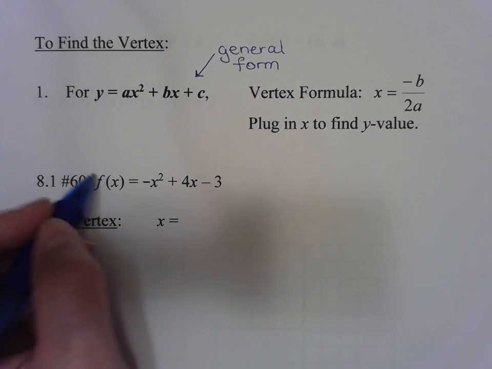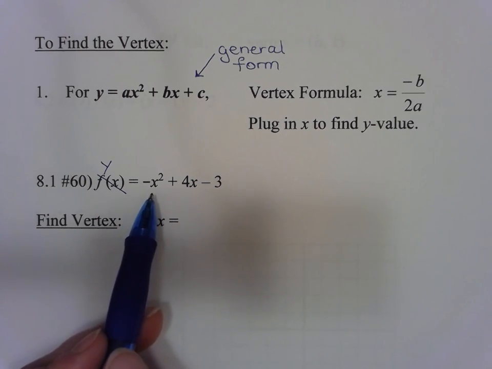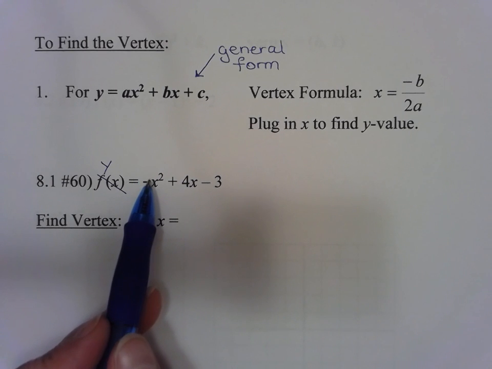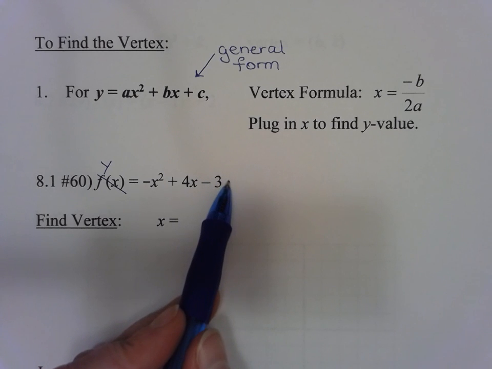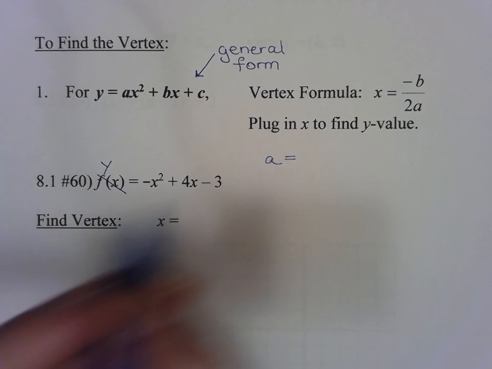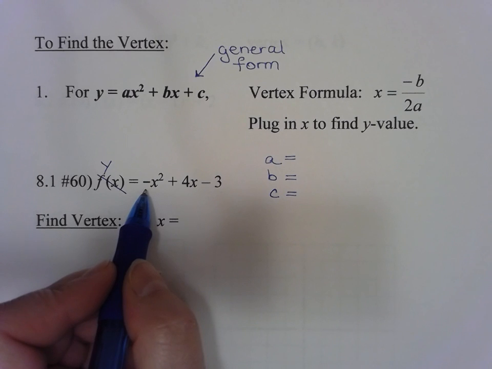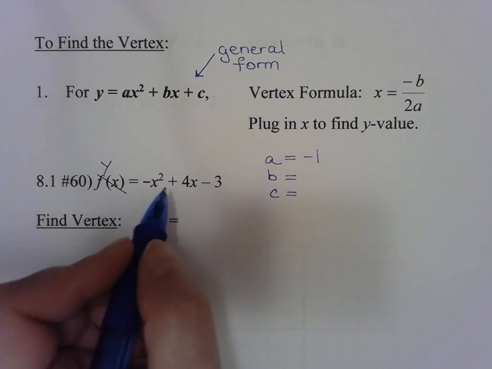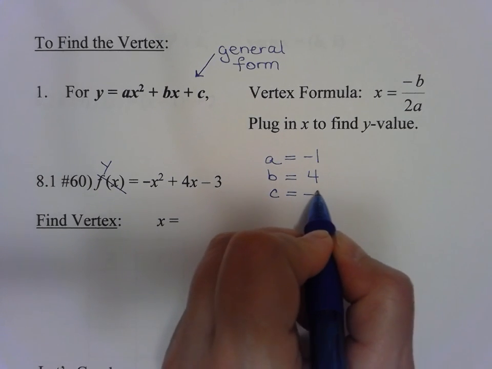So we have, I wrote it as a function, but these are the same, right? F of x and y are the same. I'm going to put the y in there. So the coefficient for x squared is the a, the coefficient for x is the b, and then the constant, just the plain number at the bottom, is the c. So let's write those out. It's probably not bad to practice that. So the a would just be -1, the b would be 4, and the c would be -3.